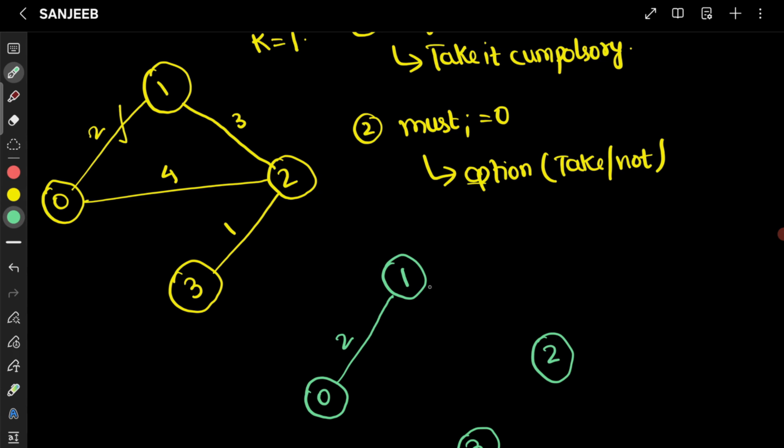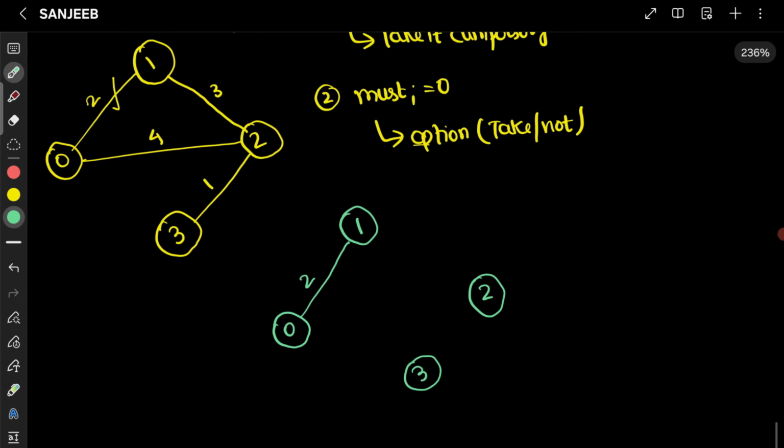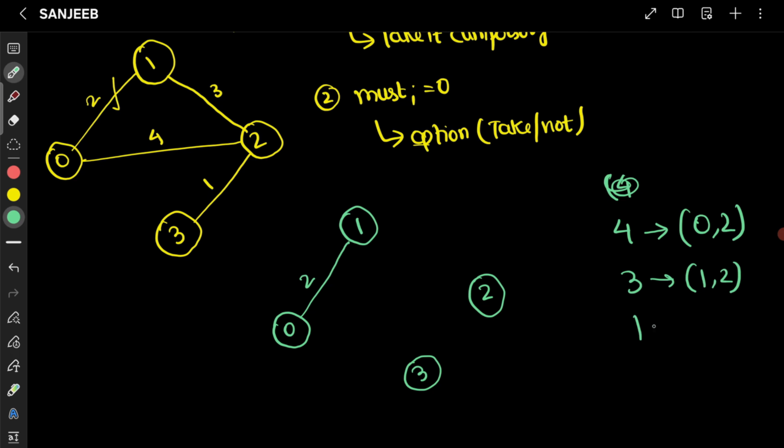Now which of the remaining edges do I take and which don't I take? My approach will be to first start with the maximum edge strength. So 4 represents the edge strength, and that edge connects 0 to 2. Then I have 3, which represents 1 to 2, and then a strength of 1 connecting 2 to 3. I'll start with the first one.